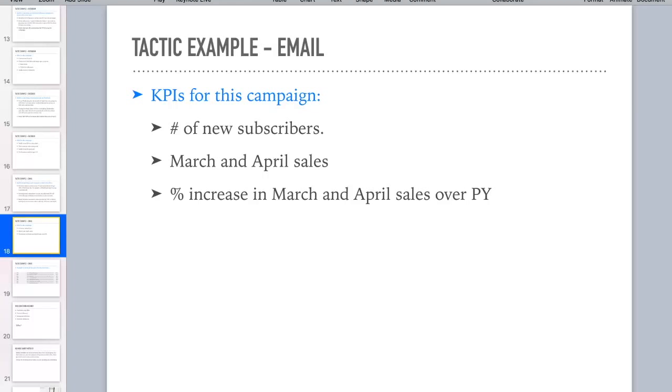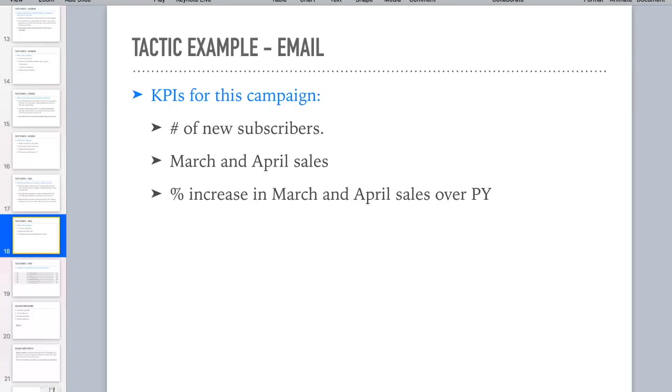And then also, we want to see a percentage increase in March and April sales over the previous year. And that's because we're introducing this tactic and we're providing an extra level of discount. So of course, the end all be all goal of a tactic and campaign like this is to see a percentage increase in those sales. Otherwise, what would be the purpose of doing a campaign like this? So I want to get you guys thinking about some metrics that you would be associating to these individual KPIs in this campaign.